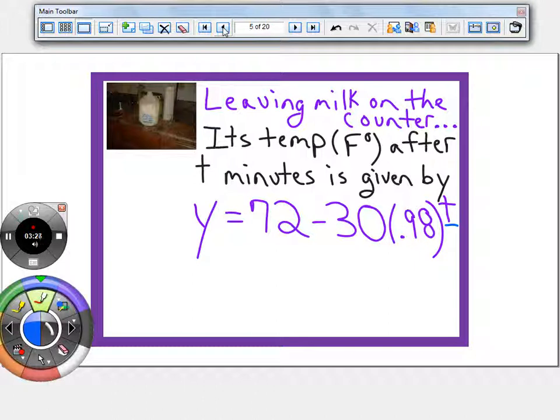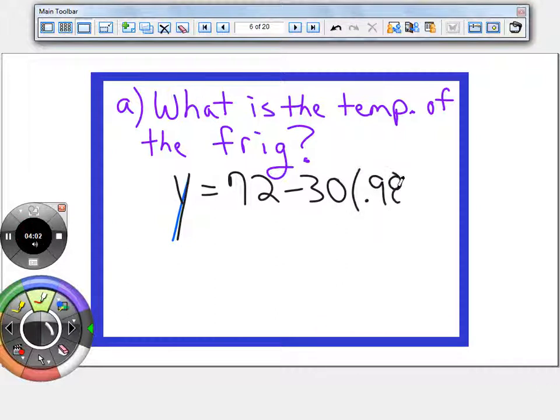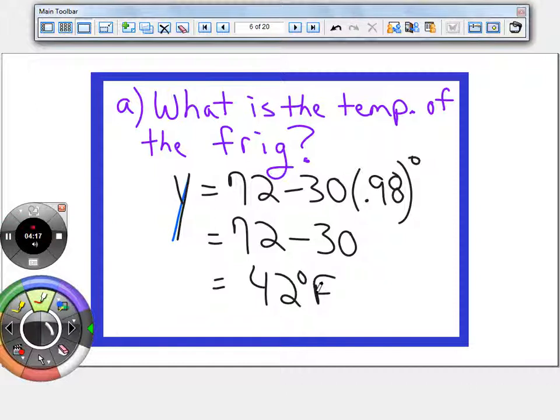If you were to plug in 0 for the t right there, that would all be 0. Let's see, maybe I show the work. If I plug in a 0 for this t, then this whole thing becomes 1. So I'm going to use a different color here. I would say y equals 72 minus 30, and I plug in the 0 there for the t, and this would end up being 72 minus 30, because this equals 1. And so the temperature of the fridge would be 42 degrees Fahrenheit. Okay, so there's question 1, or A.